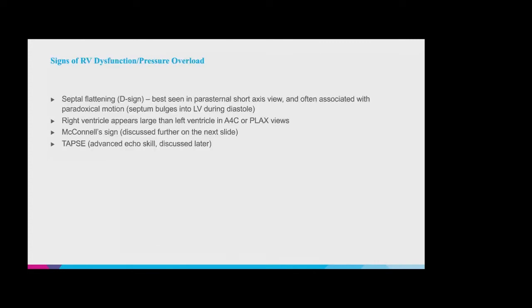So other signs of assessing RV dysfunction or pressure overload. So the classic sign that we look to, and we'll have some examples coming up, is the septal flattening or D sign. This is best appreciated in our parasternal short axis view when normally you have the left ventricle, it looks almost like a donut shape in the center of your screen. And then the right ventricle will be around 10 or 11 o'clock to the top left corner and almost look like a crescent shape. So when there's RV pressure overload, instead of a crescent shape, it might look more like a half circle or even larger.